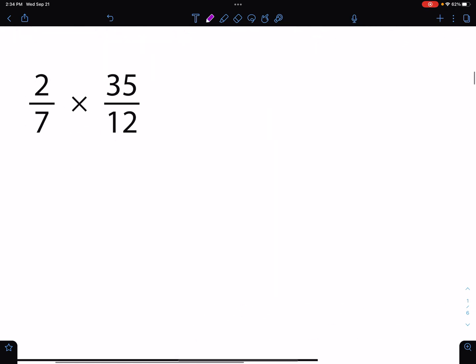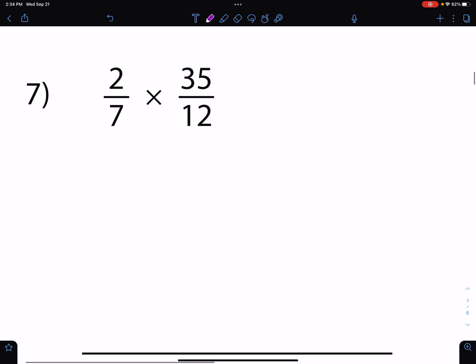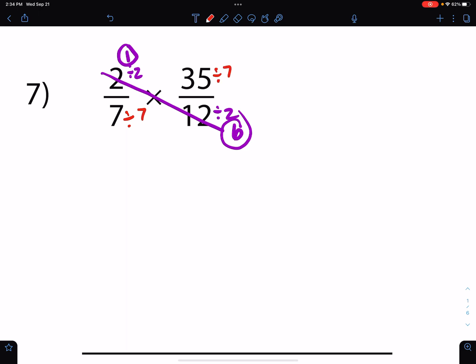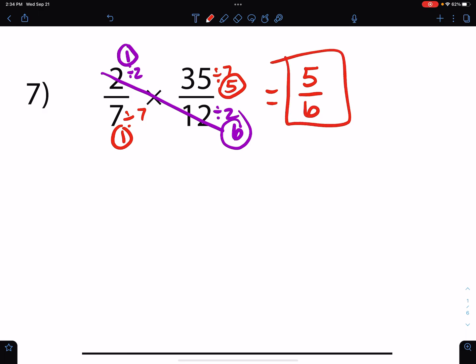Okay, let's do number 7 since we're here. These guys both have a 2 in common, so divided by 2, divided by 2. This one becomes 1, this one becomes 6. Circle it. These two, well, it has a 7, so divided by 7, divided by 7. So this is a 1, this is a 5. Those are done. I'm going to multiply across the top and across the bottom. 5 over 6 is the final answer.